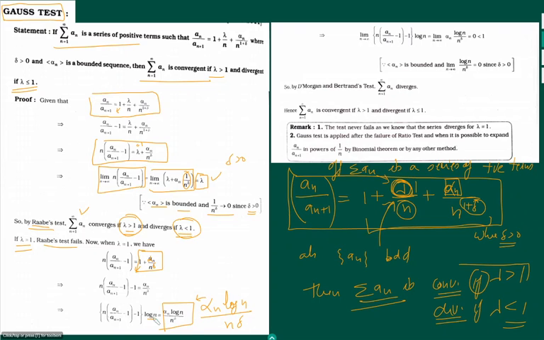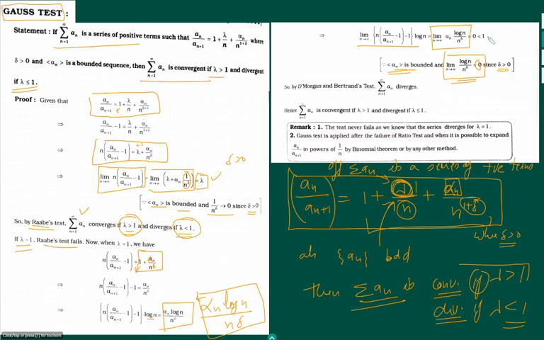If you take its limit as n tends to infinity, it would be 0 by L'Hospital rule, because alpha n is bounded, and the limit of log n over n raised to power delta as n tends to infinity is 0 because delta is positive. You can apply L'Hospital rule to find this limit.